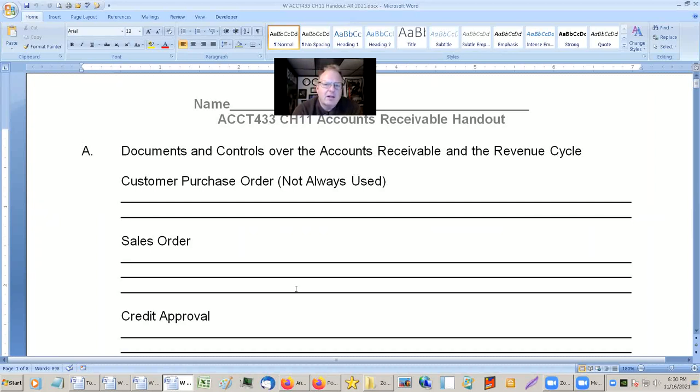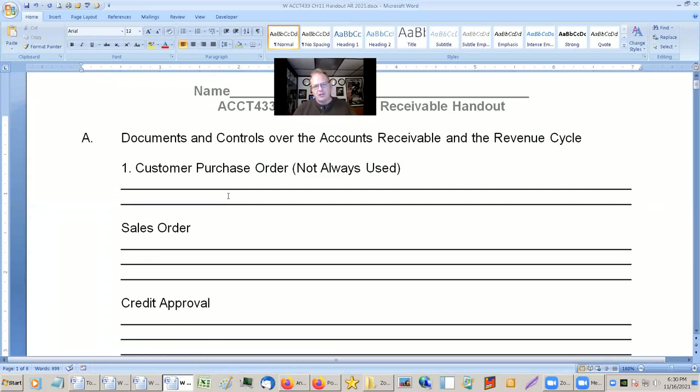Okay. So documents and controls over the revenue cycle. The CPA exam actually does a lot of focusing on documents, whether they're paper or electronic. So getting used to those things is a good thing. Okay, first one, customer purchase order.